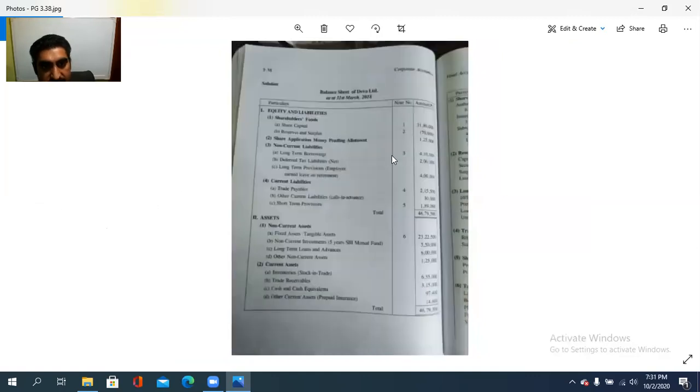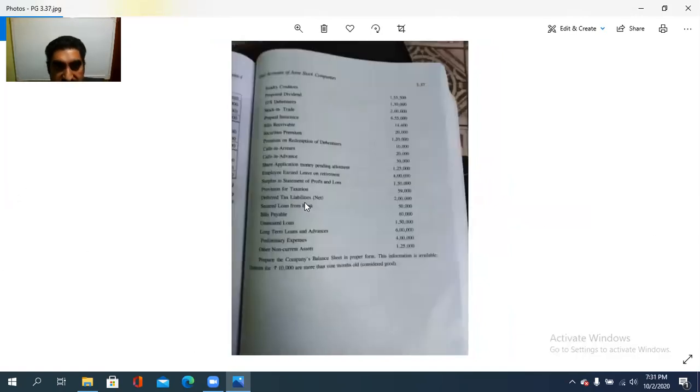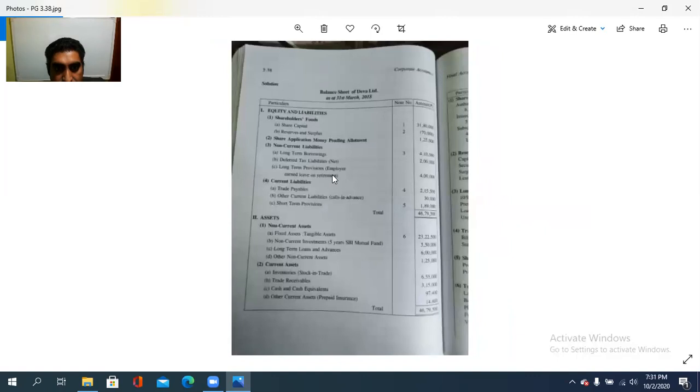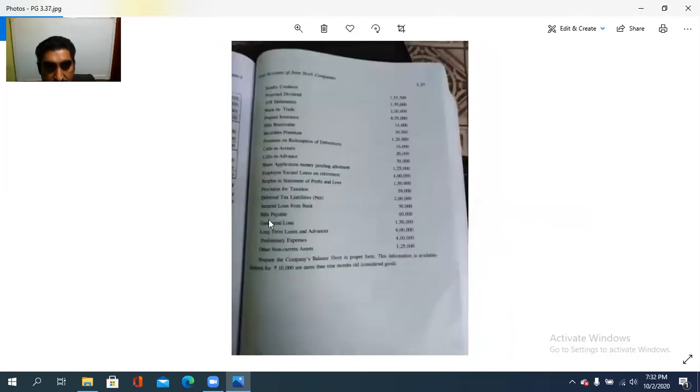So clear? This is long-term borrowing. Then next is deferred tax liability, net amount. See, deferred tax liability, under that net amount 2 lakh, that is to be taken here. Okay, and then another item, long-term provision is there, that is to be put in here. So that we check it. Long-term provision.